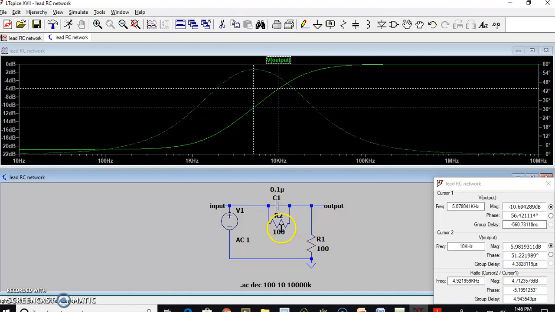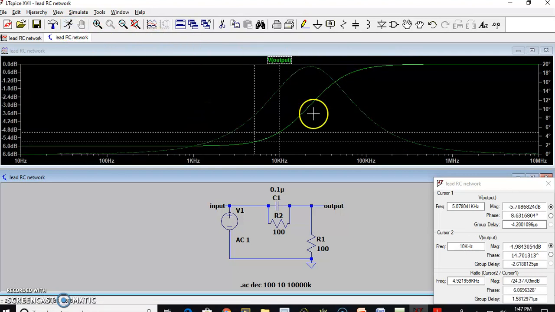Now the zero frequency will become equal to how much? It will be around 15 point something, whereas the pole frequency will become, so this will be coming in parallel with, which will be almost 50 ohms. So 50 ohms into 0.1 microfarad. You can see this will also slightly move to the right side. So both will move to the right side. You can see both have moved to the right side.